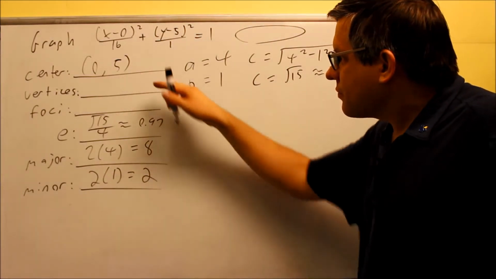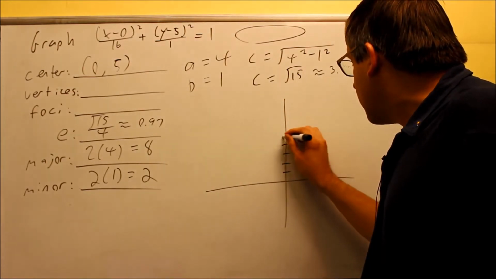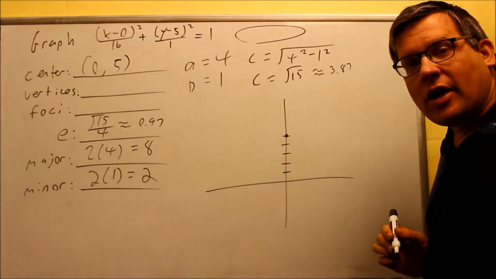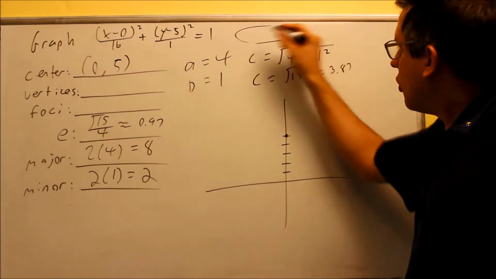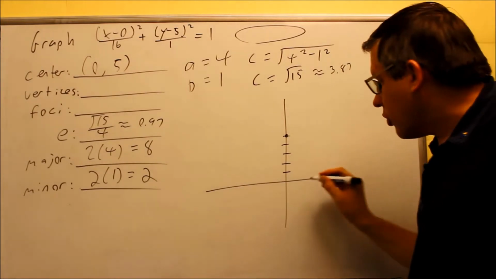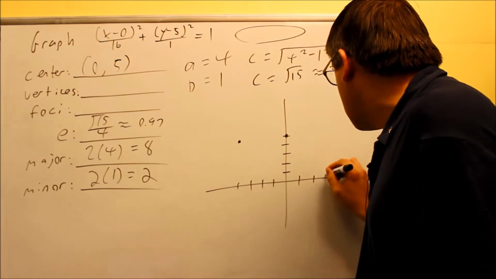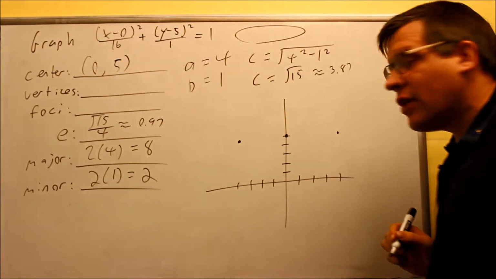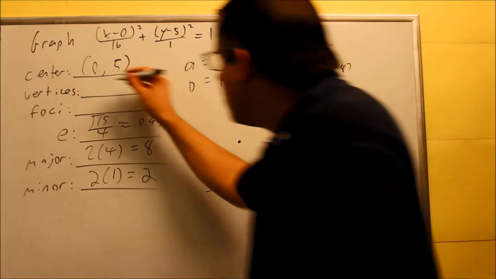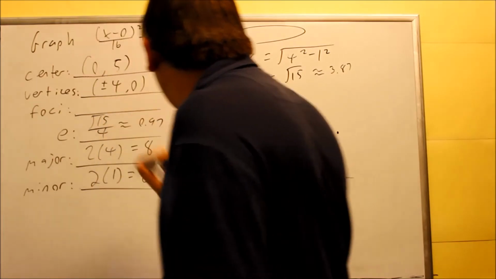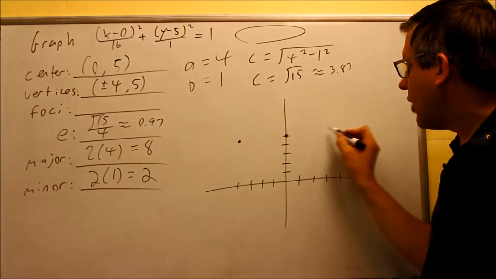Now we're ready to do the graph. First, we're going to start by plotting the center. Center is going to be at 0, 5. The a value is 4, and it has to go in the direction that it's opening up. So because it opens up sideways, we go 4 to the left and 4 to the right. So we go 4 to the left, make a dot. 4 to the right, make a dot. So now we have that. Those are your vertices. So the vertices, we can go ahead and write those down. It's going to be plus or minus 4 comma 0. Not 0, 5. Plus or minus 4, then 5 would be the y value here.